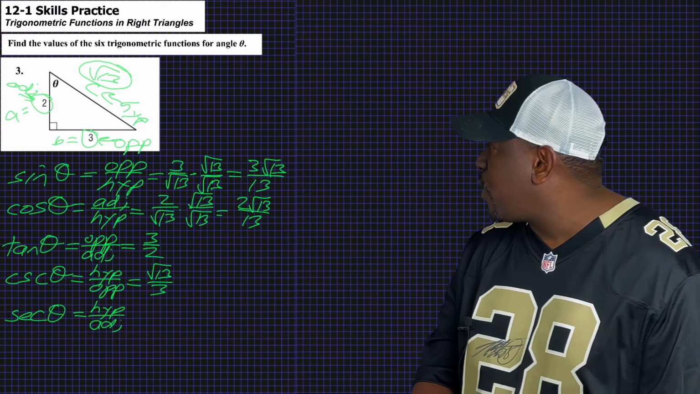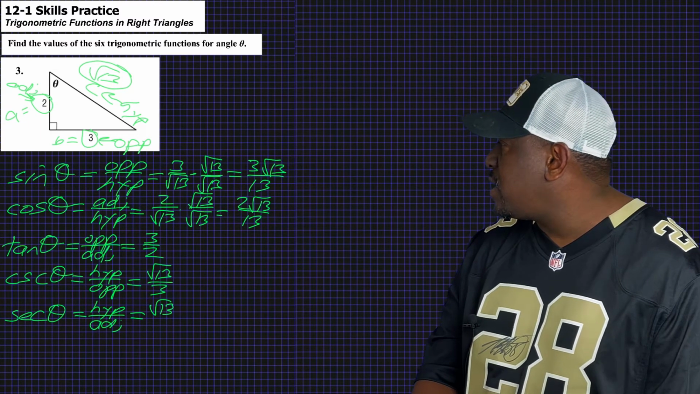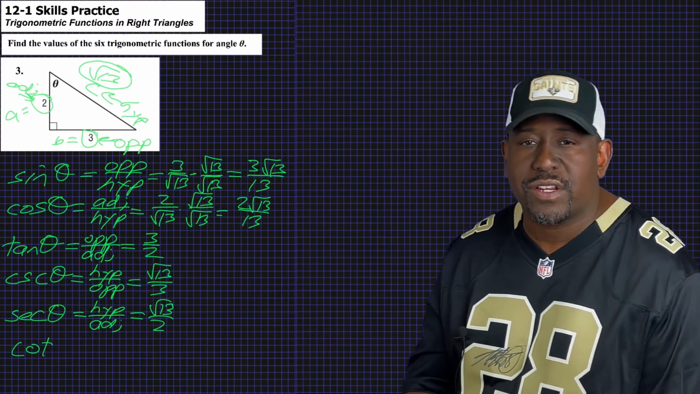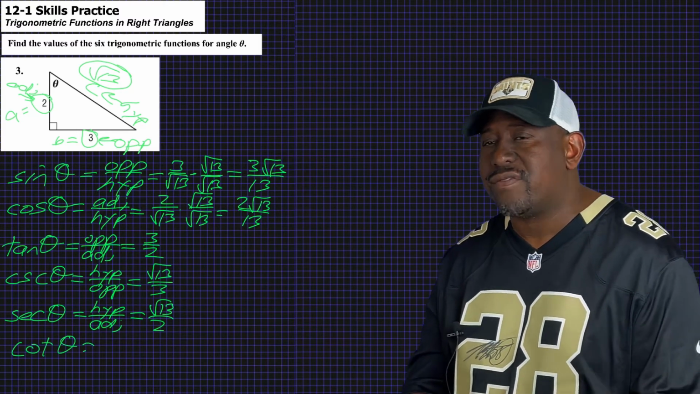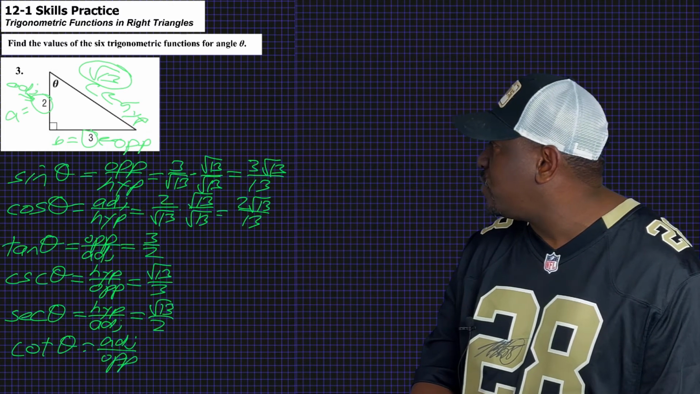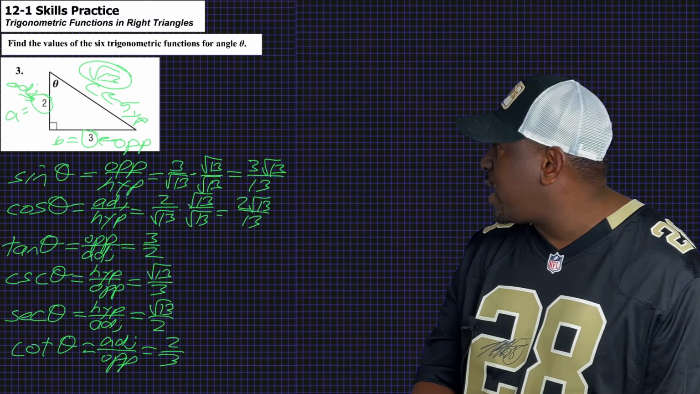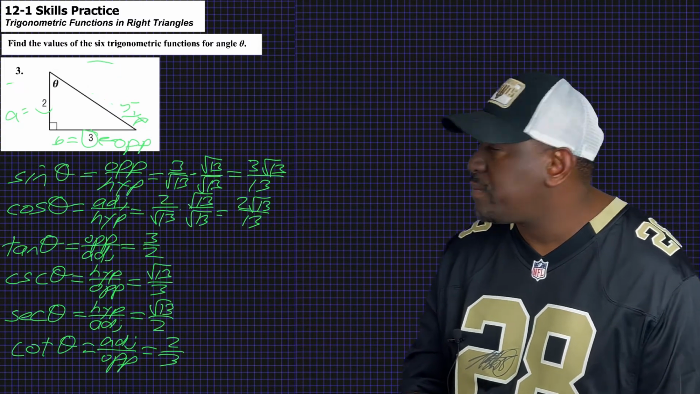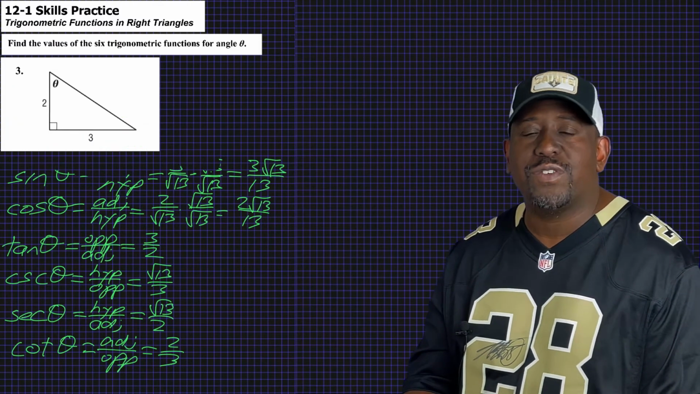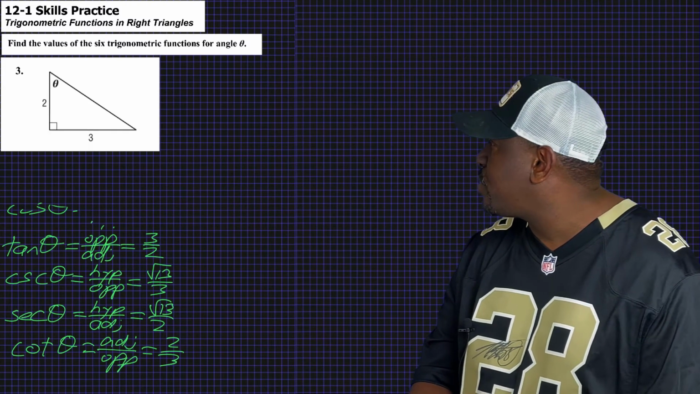Secant theta, we reverse cosine. We'll have hypotenuse over adjacent. That's the square root of 13 over 2. Again, since your denominator is a rational number, we can have that answer and we leave it like it is. And then for cotangent, the inverse of tangent, we will have 2 over 3 as a value, which is the reciprocal of 3/2. So we have gotten our 6 trigonometric functions, even when we have a C term that is a rational square root.